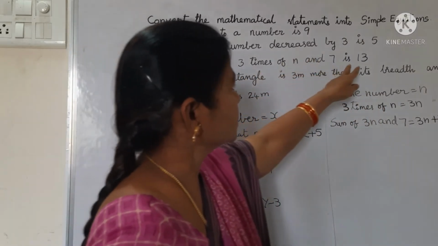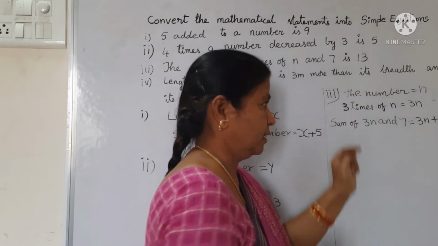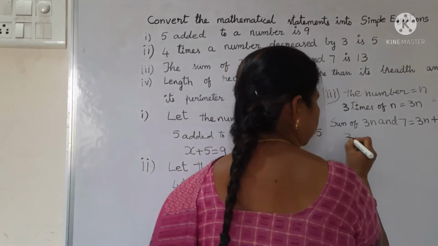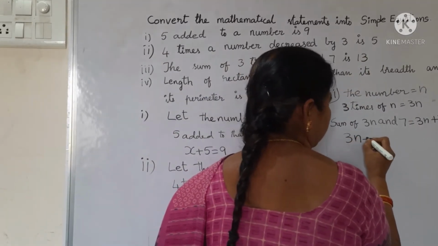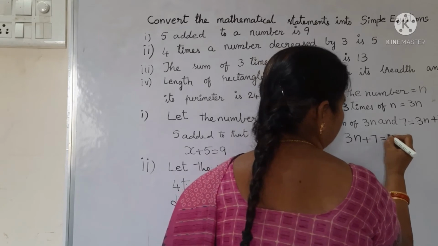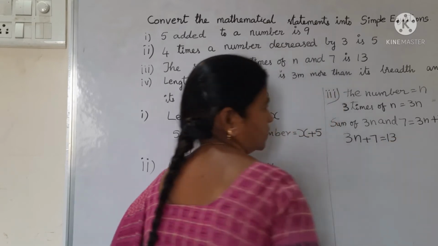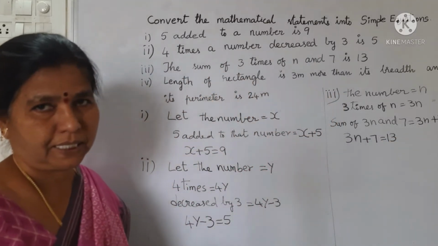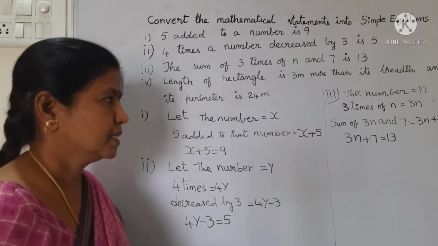So what is the answer here? Resultant is 13. So we can write the equation as 3n plus 7 is equal to 13. So this is the required statement. Like this we have to solve step by step.